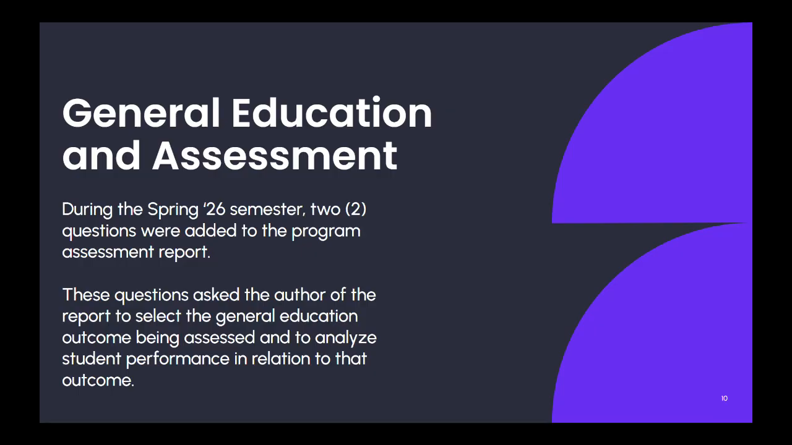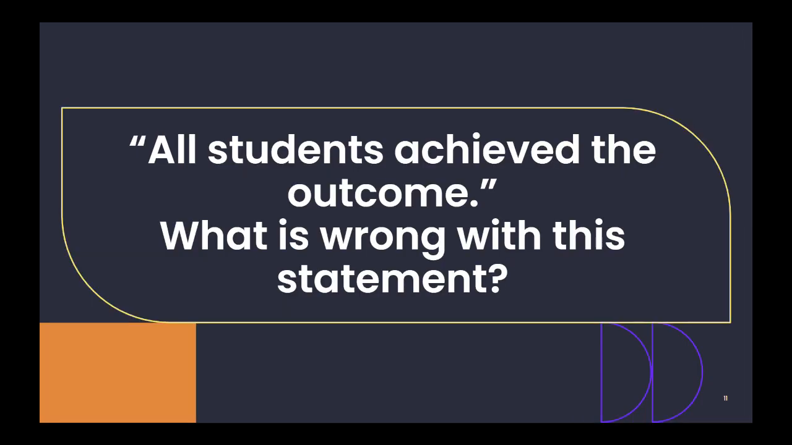And in the back half of this session, we're going to talk about some of the highlights, but also some inconsistencies that we noticed. So we're going to go ahead and start with this statement here. Let's say that, hypothetically, you are looking at the general education portion of a program assessment report, and the response to the question asking about student performance only says, quote, all students achieved the outcome, unquote. What is wrong with this statement?